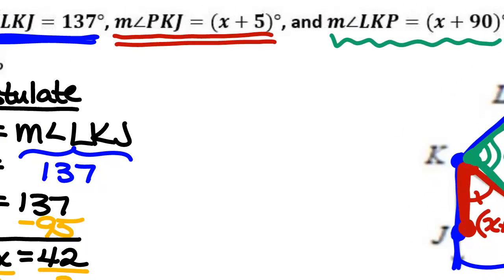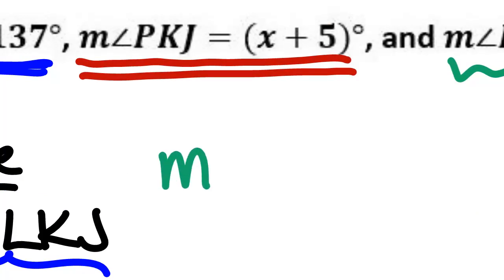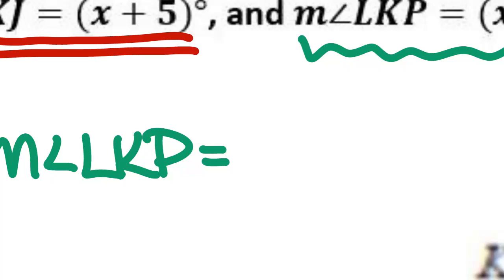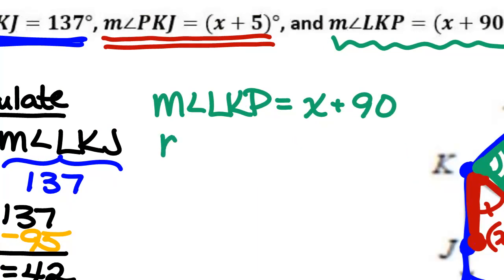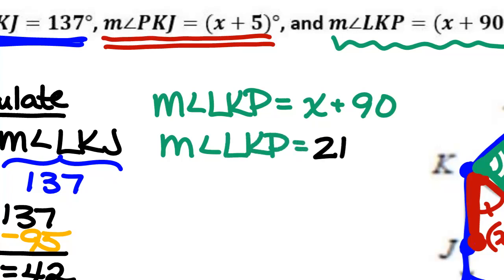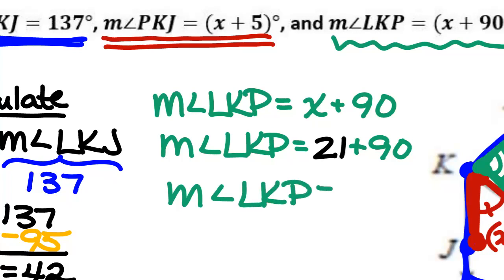LKP, we've got to plug back in. I think you're right. The measurement of angle LKP is x plus 90. We just figured out that x is 21. So I have 21 plus 90, 111 degrees.